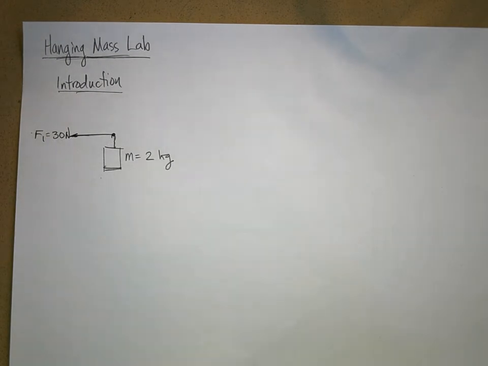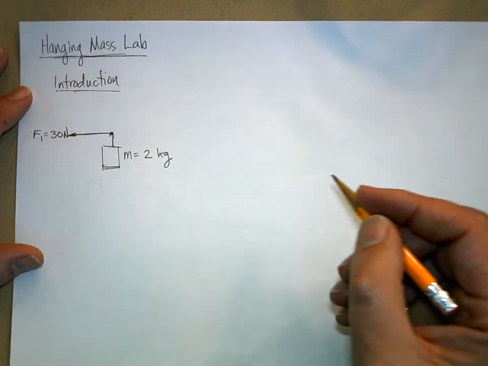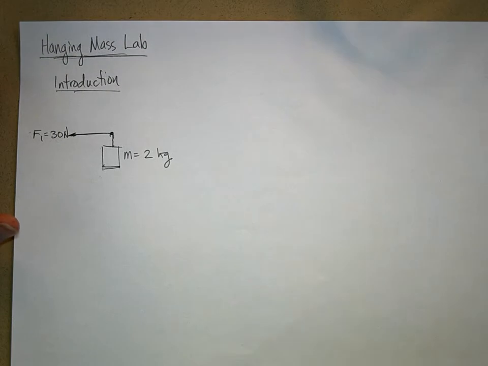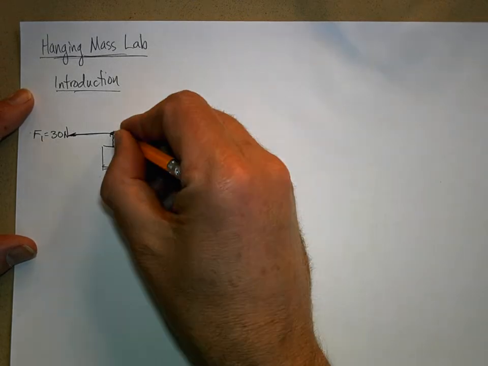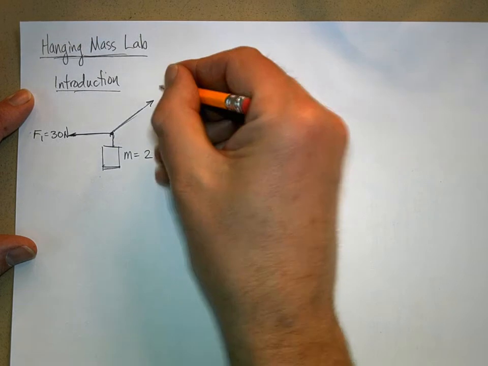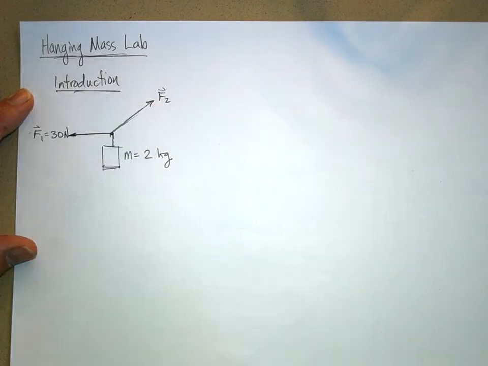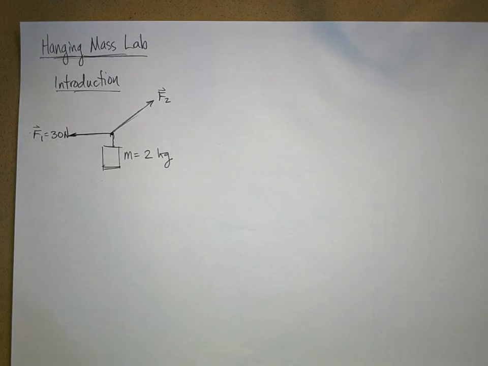Now I want to keep this thing in equilibrium. So I think you can see that gravity's pulling this thing down. Somebody's pulling this thing to the left. So somebody has to pull up and to the right to keep this thing hanging there. Doesn't that make intuitive sense? So there has to be some F2, some other applied force, to pull on this to keep this hanging mass in equilibrium.